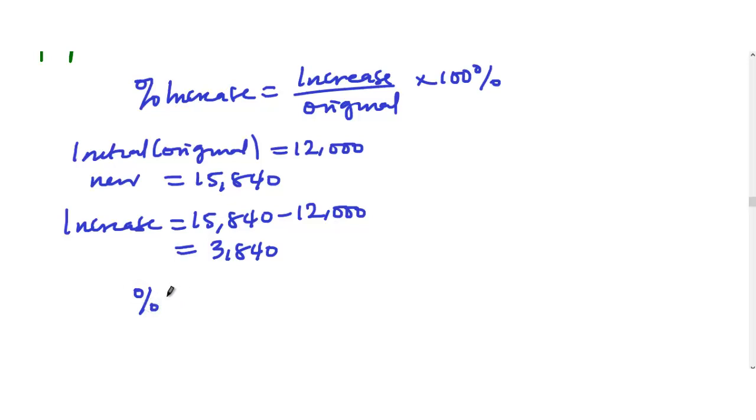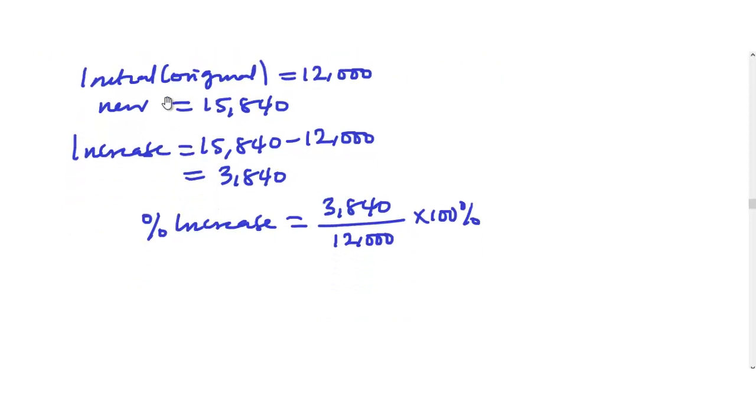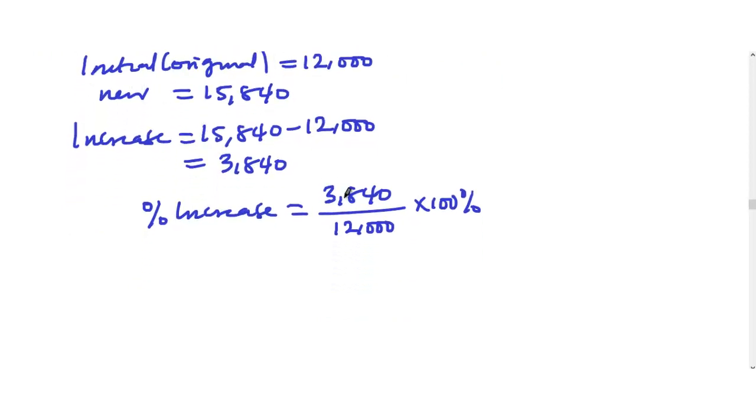Percent increase will now be equal to what? The increase, that is 3,840 over the original, that is 12,000, right, times 100 percent. So if we do this calculation very well, 3,840 over 12,000 will definitely give us 32 percent. So therefore the percentage increase in that case is what?